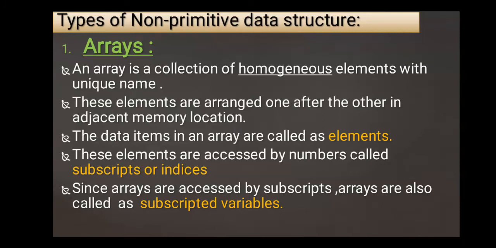These elements are arranged one after the other in adjacent memory locations. The data items in an array, we call them elements, and the elements are accessed by numbers which we call subscripts or indices. Since arrays are accessed by subscripts, we call them subscripted variables.